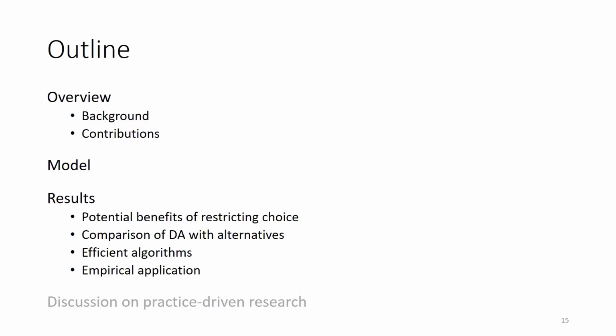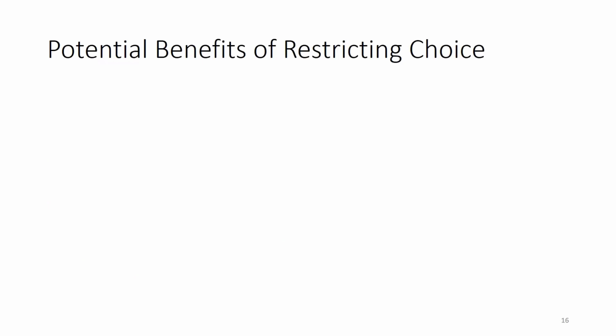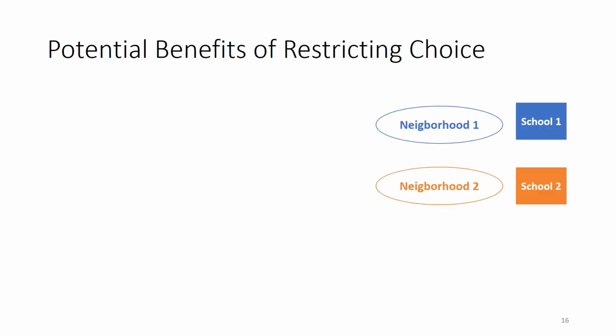Let me go over the results. There are 4 results corresponding to the 4 contributions I discussed earlier. The first is the potential benefits of restricting choice. Here, I'll give 2 stylized examples to illustrate why reducing menus may be helpful for students. Take an example in which there are 2 neighborhoods, each with a highly desirable school. So school 1 is in neighborhood 1, school 2 is in neighborhood 2.